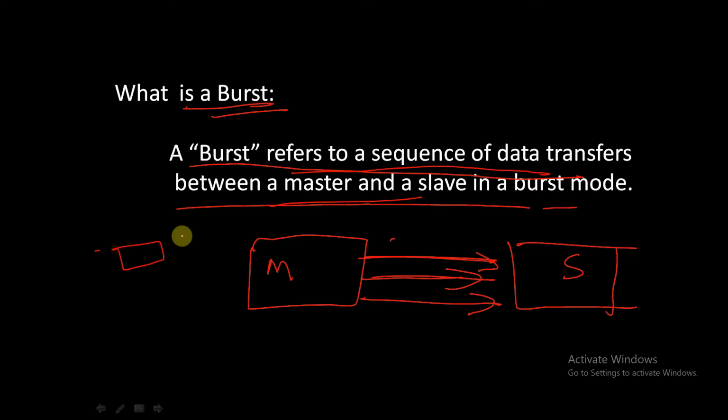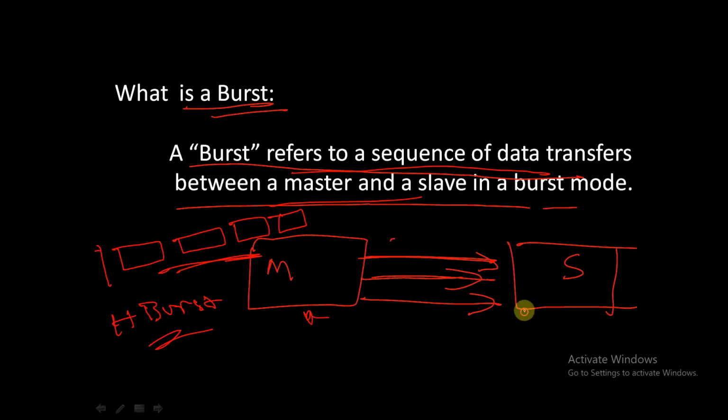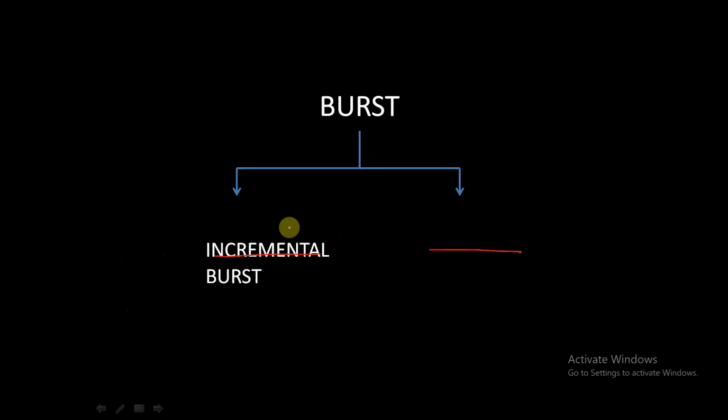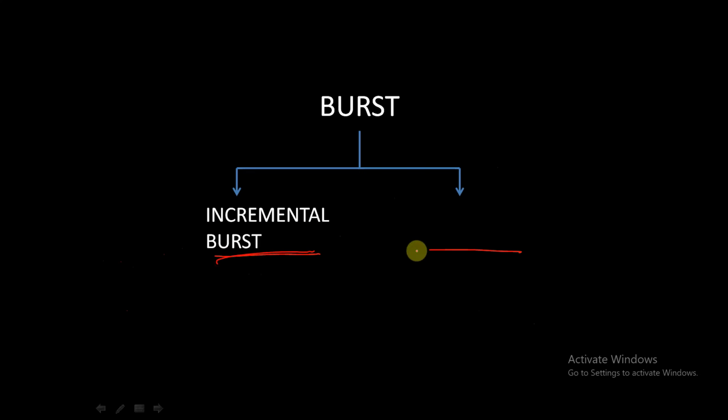That is, the data packets are transferred sequentially one by one according to the burst size given by the hburst signal between the master and the slave. So a burst refers to a sequence of data transfers between a master and a slave in a burst mode. So bursts are of two types: one is incremental burst and another is wrapping burst.